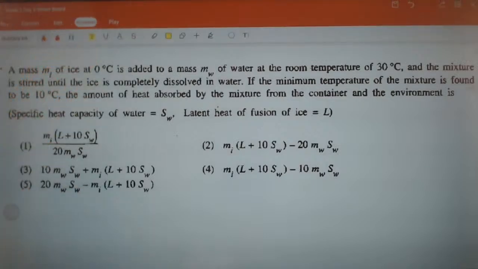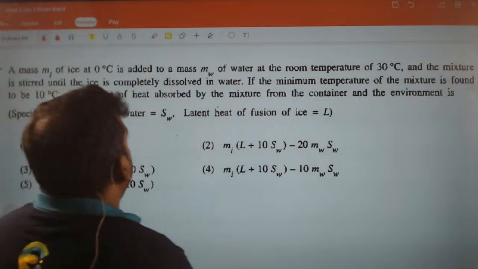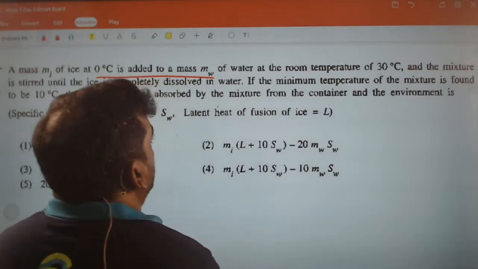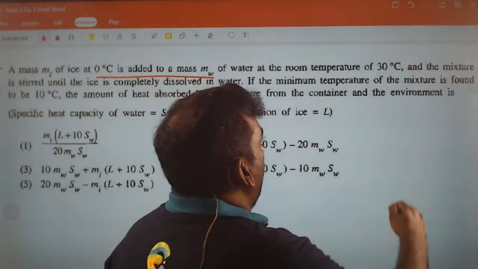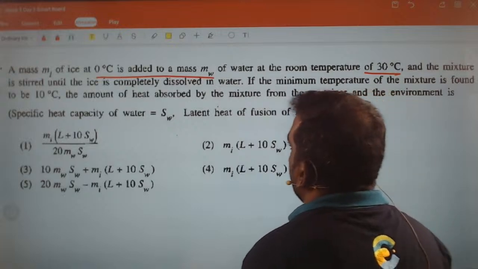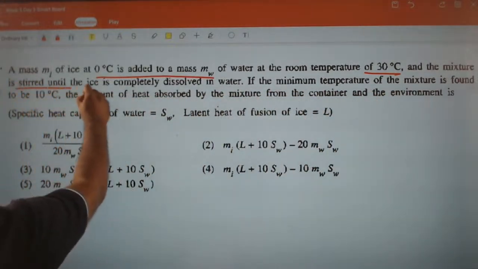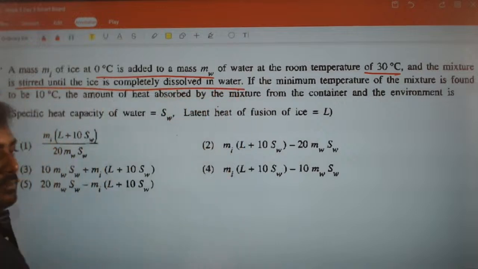Mass m1 of ice at 0 degrees Celsius is added to mass mW of water at room temperature of 30 degrees Celsius, and the mixture is stirred until the ice is completely dissolved. Ice is completely dissolved.